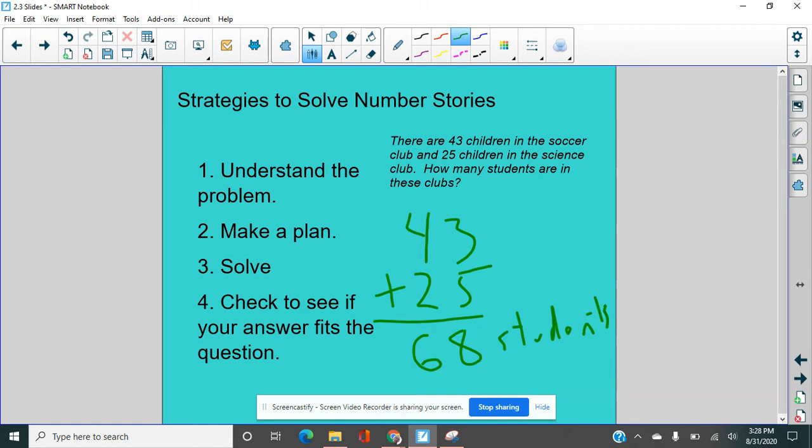So now let's see if that makes sense. How many students are in these clubs? 68, right? We put these two together to find out that 68 students are in these clubs, right? Now, not all in the same club, they're in different clubs, but we put them together to do that.